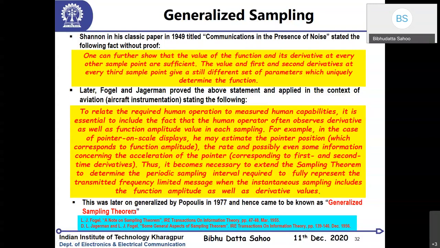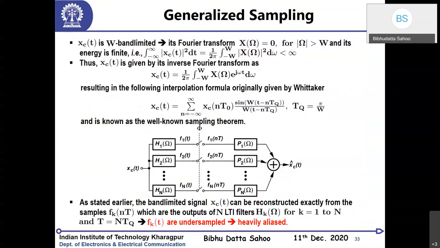This was later on generalized by Papoulis in 1977, and hence came to be known as the generalized sampling theorem. Okay, so let us see what it says. It says that if x(t) is a continuous time signal that is W band limited, that means its Fourier transform X(omega) is equal to zero for omega greater than W.